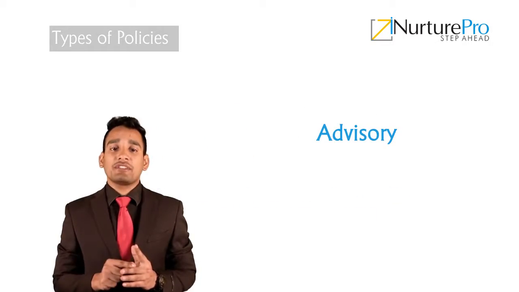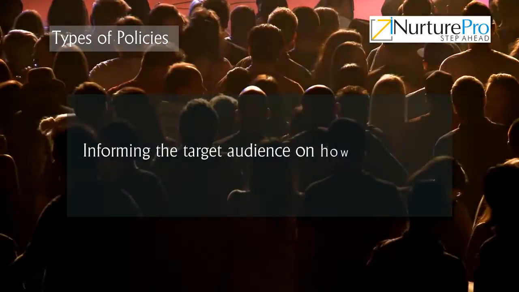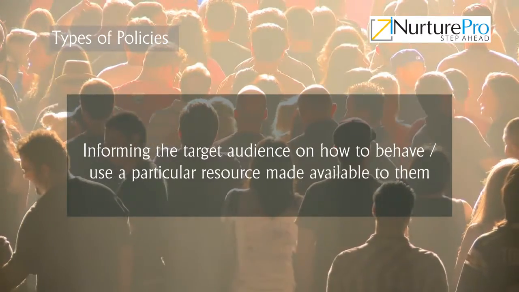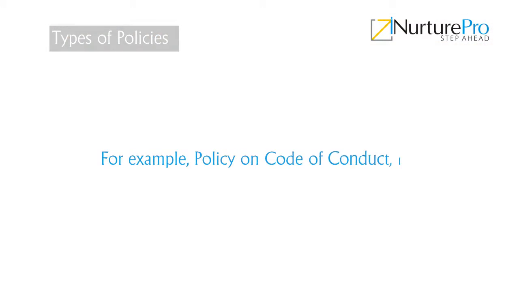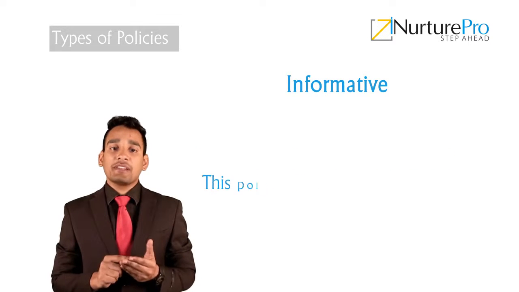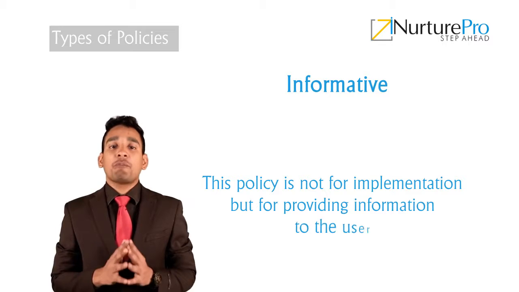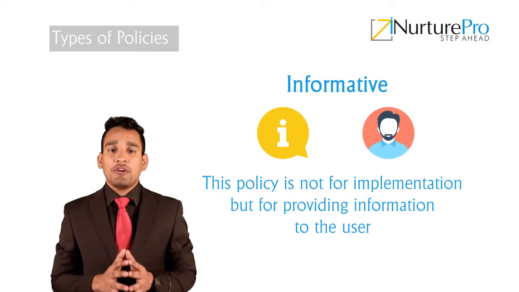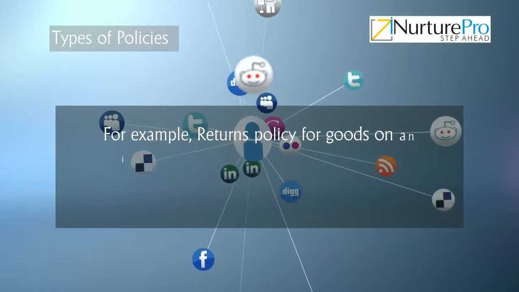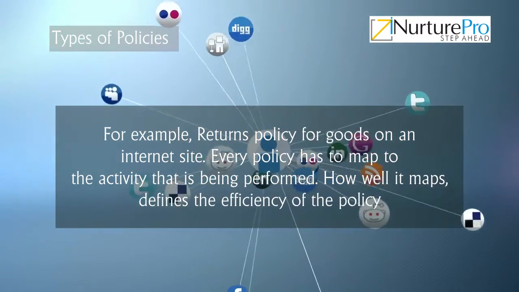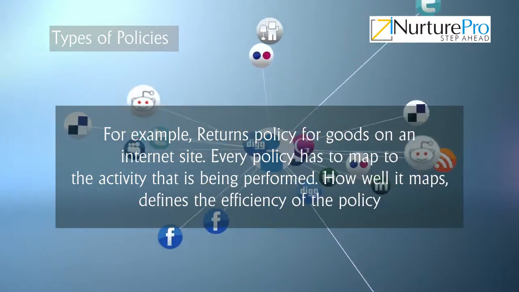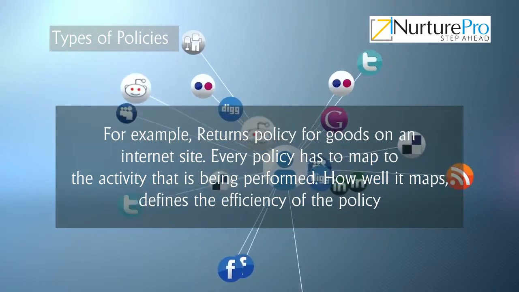Advisory. This kind of policy is for informing the target audience on how to behave or use a particular resource made available to them. For example, policy on code of conduct, internet usage policy, etc. Informative policy. This policy is not for implementing but for providing information to the user. For example, return policy for goods on an internet site. Every policy has a map to the activity that is being performed. How well it maps defines the efficiency of the policy.